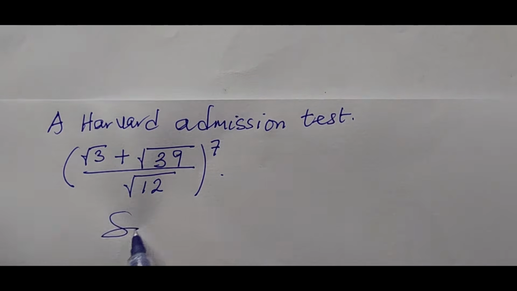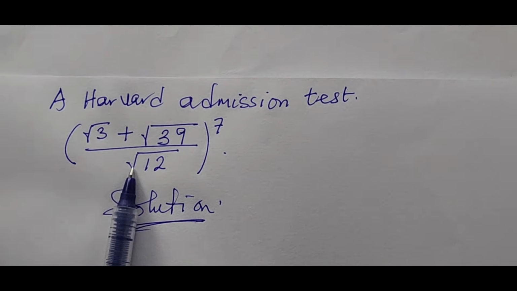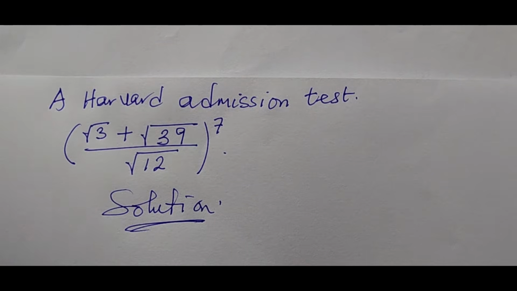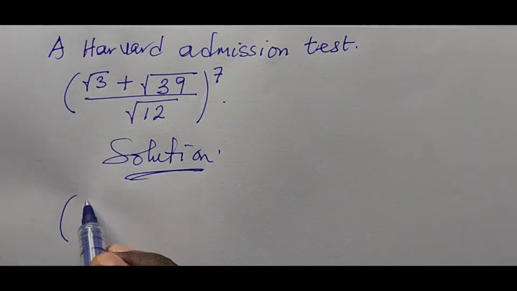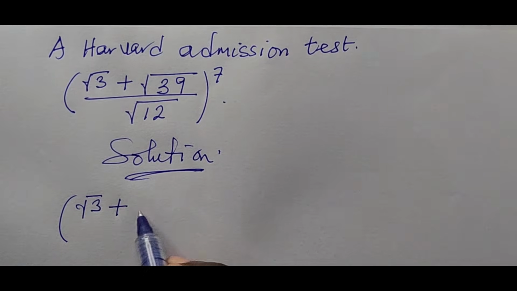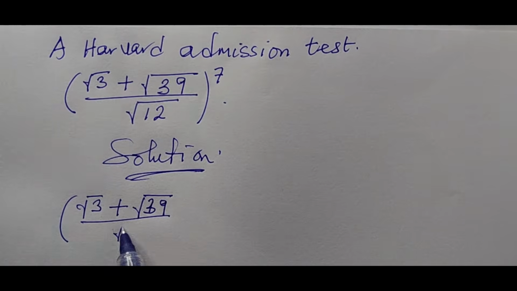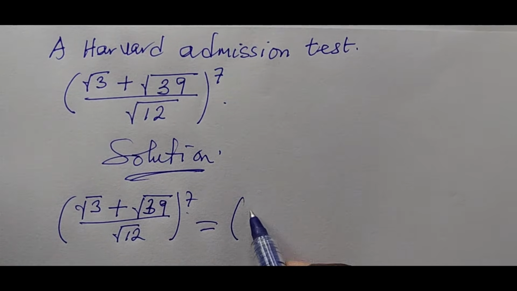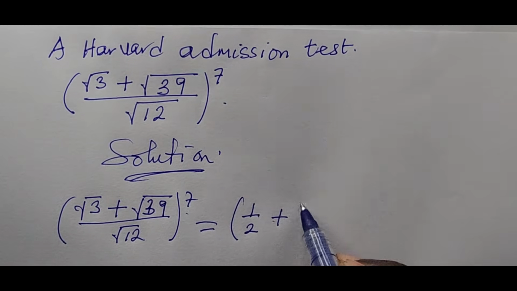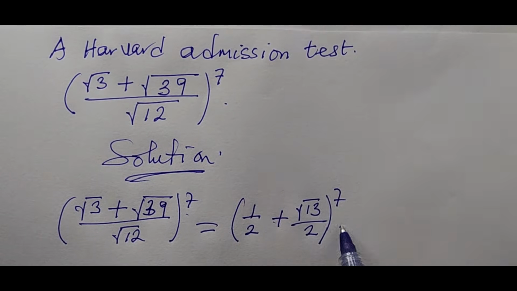So we have our solution. Now, in solving this, we're going to break this down, and I've done that in the first and the second approach. So we're going straight to the simplest form of this when broken down. We have the square root of 3 plus the square root of 39, all over the square root of 12. When simplified down, it will give us bracket open 1 over 2 plus the square root of 13 over 2, close bracket, all raised to power 7.